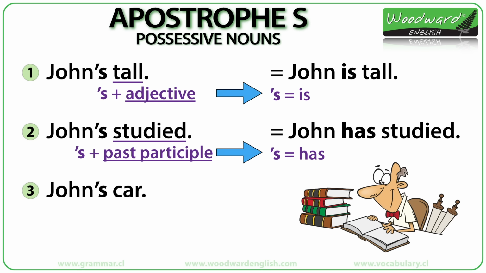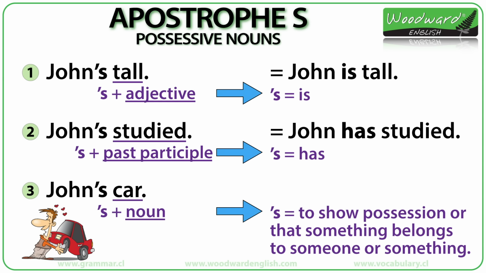When an apostrophe S is followed by a noun, like in the last example, John's car, then the apostrophe S is used to show possession, or that something belongs to someone or something. We don't say the car of John, as you do in some languages. No, in English we use the apostrophe S, so we say John's car, which means that the car belongs to John.